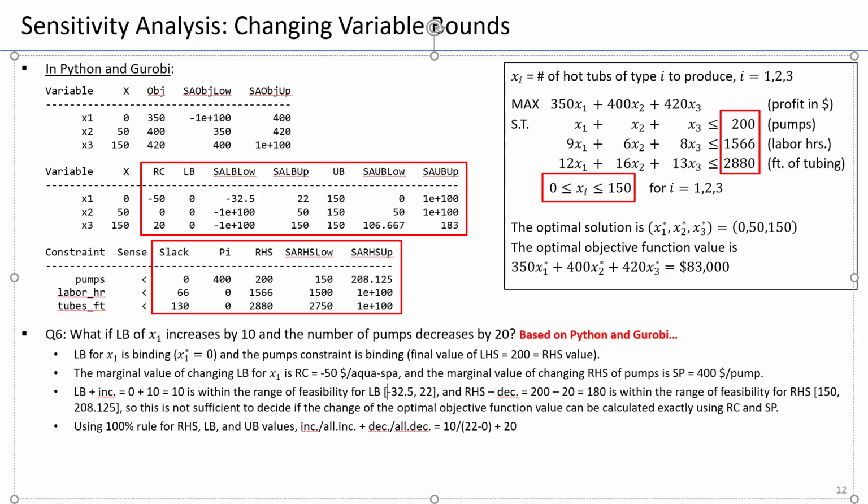And what is the allowable decrease? Well, I have to see these two values. It's 200 and the lowest value is 150. So the allowable decrease is 200 minus 150. So we have 10 divided by 22 and then 20 divided by 50.